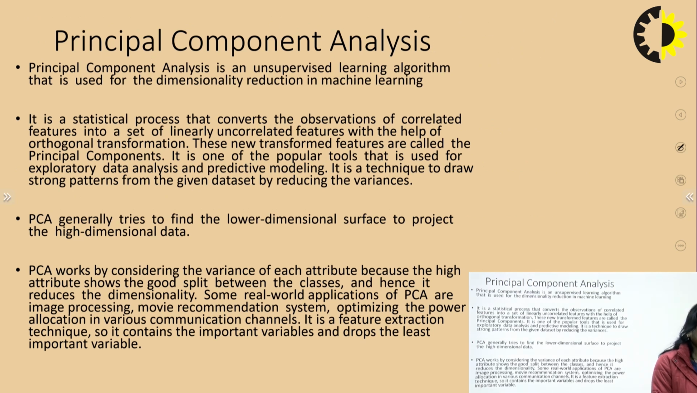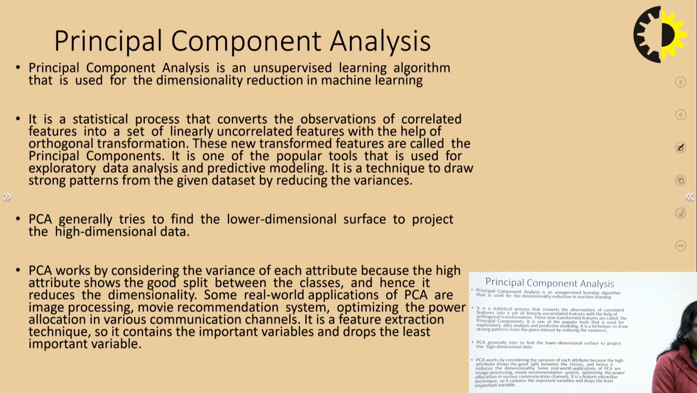Next one, this is the most important concept of today's lecture. What is principal component analysis? Principal component analysis is an unsupervised machine learning algorithm that is used for dimensionality reduction in machine learning. It is a statistical process that converts the observations of correlated features into a set of linearly uncorrelated features with the help of orthogonal transformation, and these new transformed features are called the principal components. It is one of the popular tools used for exploratory data analysis and predictive modeling. It is a technique to draw strong patterns from the given data set by reducing the variances.